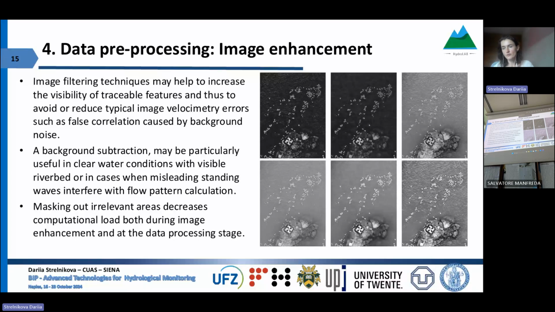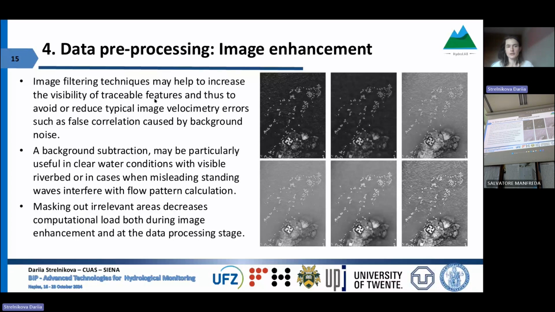And there is also an option of background subtraction. This is when the background is calculated. This is very good especially for visible river beds where you have a lot of background noise. And then you get basically only the traceable features and the background is away. For turbid water, it's a less common practice because background subtraction doesn't really result there in very good removal of noise.